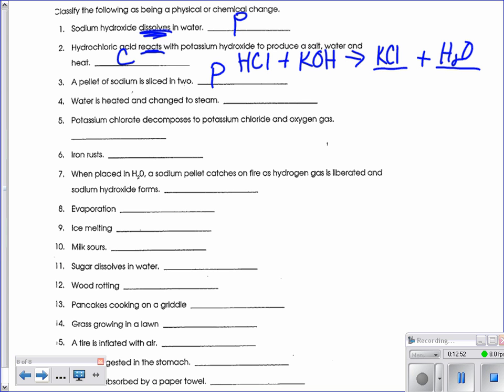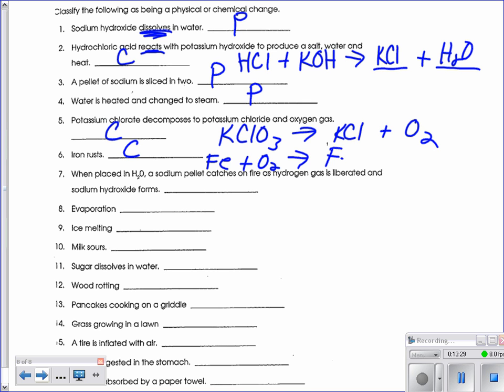Water is heated and it changes to steam. Physical. Sounds kind of sciencey, but it's just a physical change. It's still H2O. It's not changing the chemical composition. Okay, potassium chlorate decomposes to form potassium chloride plus oxygen gas. Chemical. Again, you don't need to know this, but that's what's going on. And then it would have to be balanced, which I'm not going to worry about right now. Iron rusts. Chemical, because what's going on there is iron, in the presence of oxygen, is forming an iron oxide, which again is unbalanced at that point.